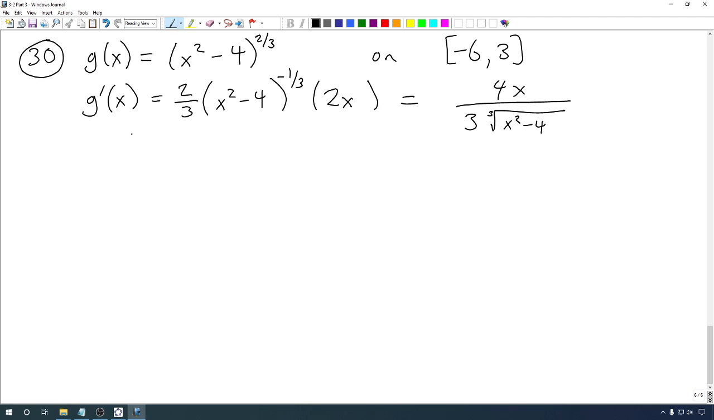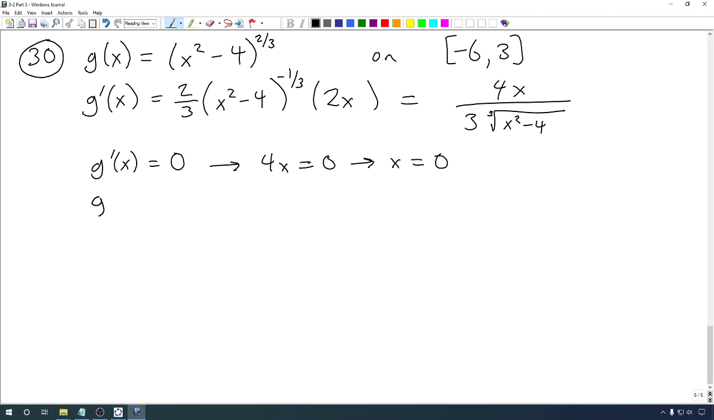Now we have two situations. First of all, when does this equal 0? Well, here's why I actually made this into a fraction. When we have a fraction equal to 0, that means that the numerator has to equal 0. We can actually ignore everything that's on the bottom. So that means that 4x equals 0, or that x equals 0.